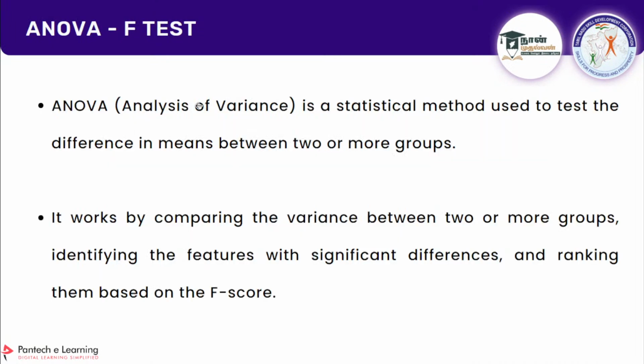And similarly there is another test which is Anova, which is analysis of variance. It is also a statistical method used to test the difference in means between two or more groups. It works by comparing the variance between two or more groups, identifying the features with significant difference and ranking them based on the F score. These are all statistical methods.